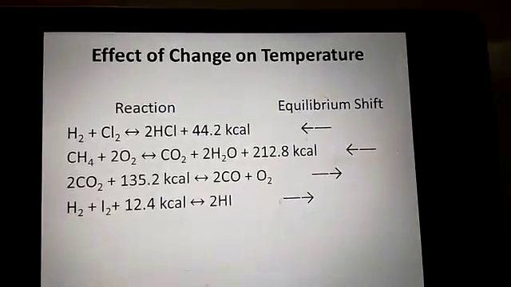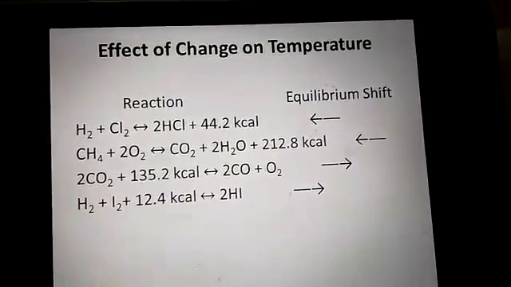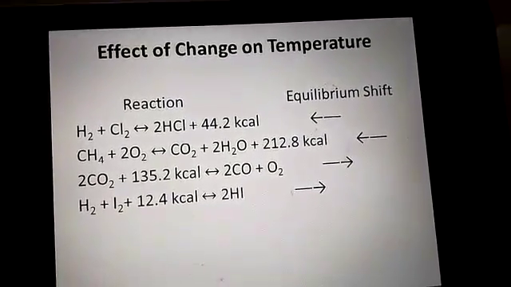So students, these are the two opposing reactions in which we discussed the effect of temperature.